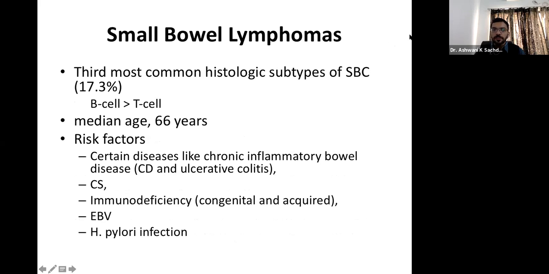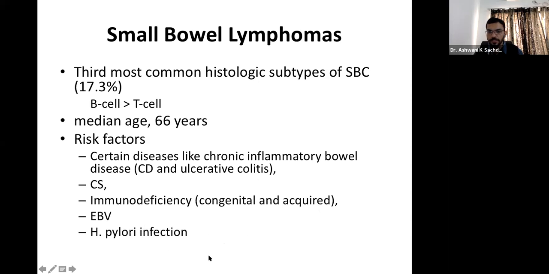Okay, so coming on to small bowel lymphomas, it is the third most common histological type of small bowel cancer. We'll discuss the lymphoma in brief. B cell type is more common than T cell. Median age is again around 60-65 years. Risk factors are certain diseases like inflammatory bowel disease, Crohn disease, ulcerative colitis, celiac sprue, immunodeficiency, congenital or acquired, EBV, which is Epstein-Barr virus, and H.